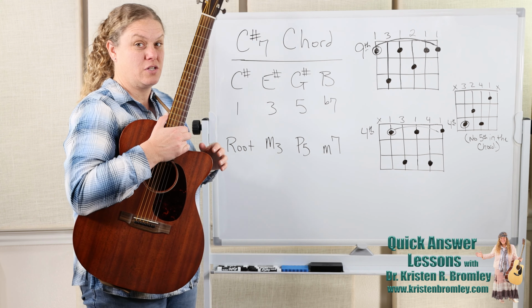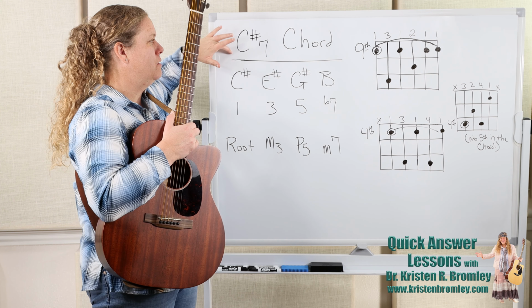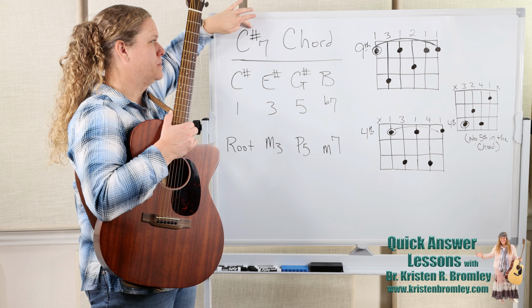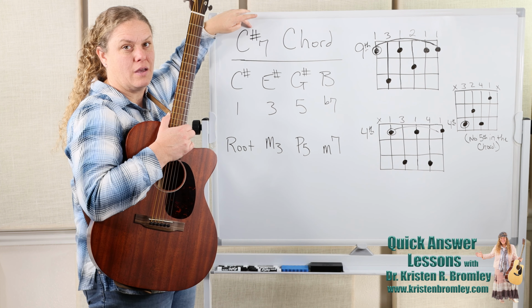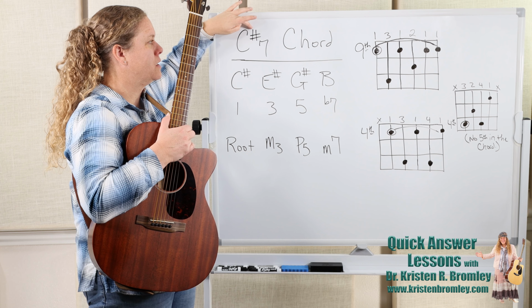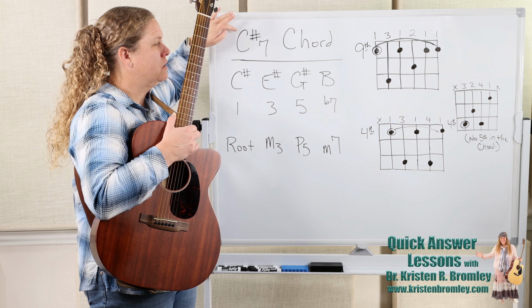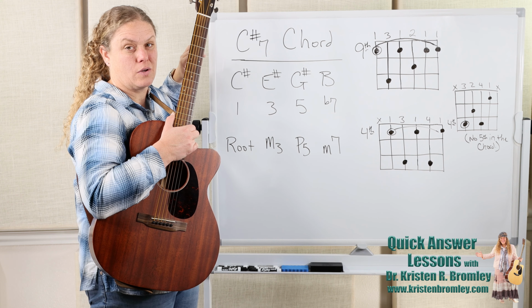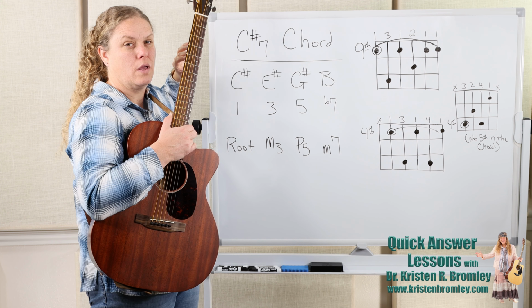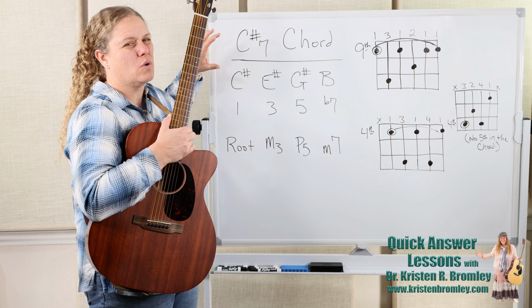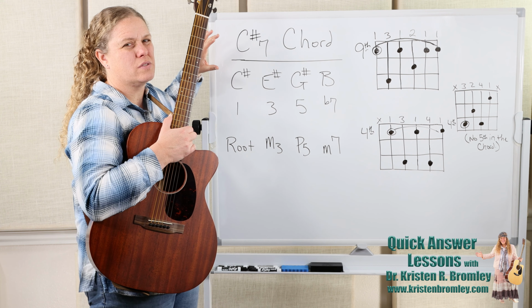The chord symbol for C-sharp 7 is C, the letter C, the sharp sign, which looks like a pound sign or a hashtag, but it's the sharp sign in music, and then the number 7. If there's anything missing, it's not a C-sharp 7 chord, it's not this specific chord. If there's anything else added to the chord symbol, it's also not this chord.